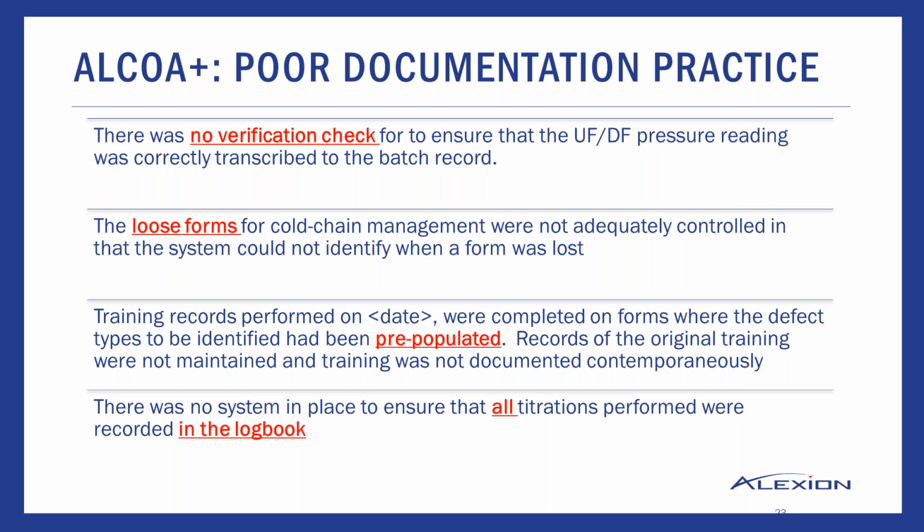Loose forms for cold chain management were not adequately controlled, and the system could not identify when a form was lost. Training records performed on a particular date were completed on forms with the defect types to be identified already pre-populated. Records of the original training were not maintained, and training was not documented contemporaneously. There's no system in place to ensure that all titrations performed were recorded in the logbook. So looking for aborted and failed issues there.